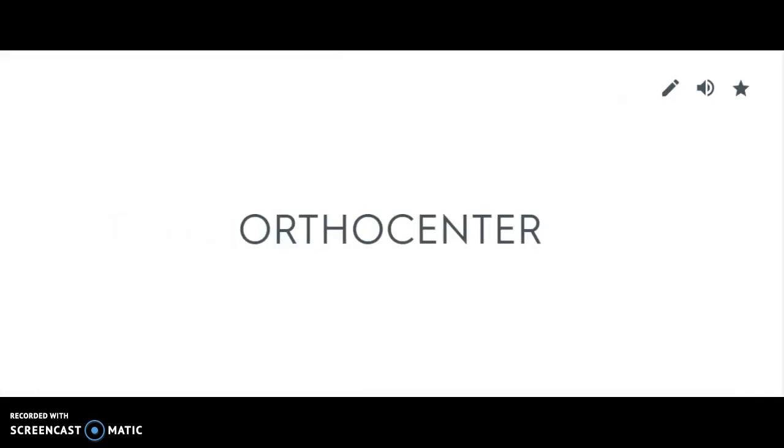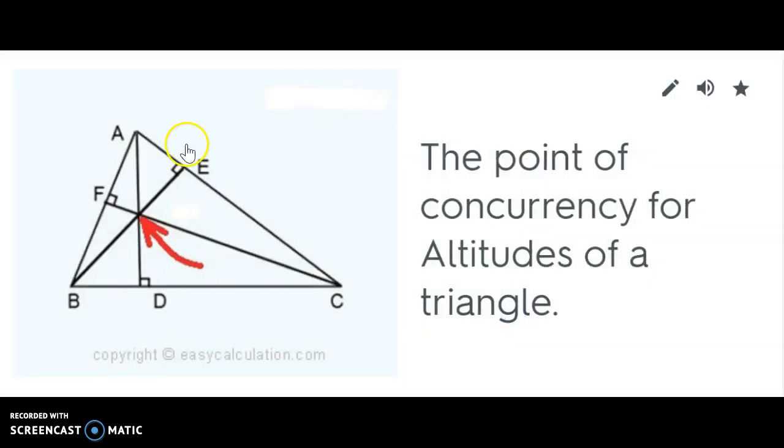When you have three altitudes in a triangle, they intersect, and their point of concurrency is called the orthocenter. So when you have three altitudes, like we have here, they intersect at the orthocenter. And the orthocenter doesn't do anything fancy. You just have to know that altitude goes with orthocenter.